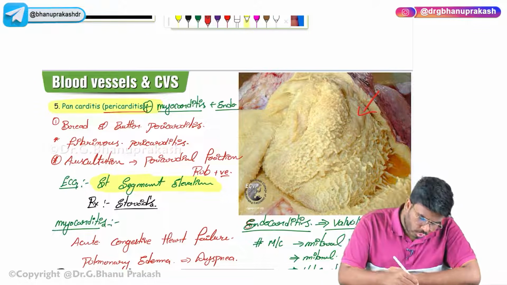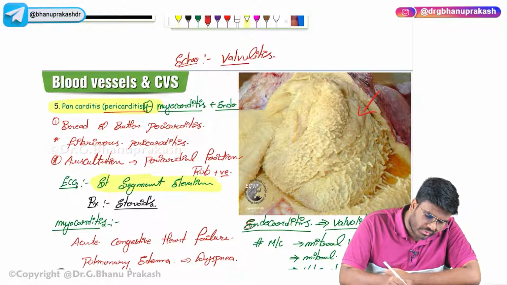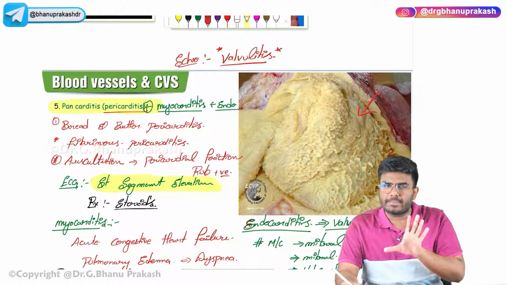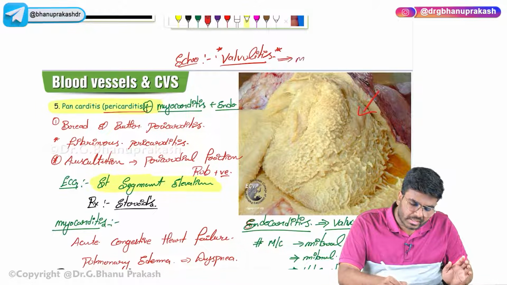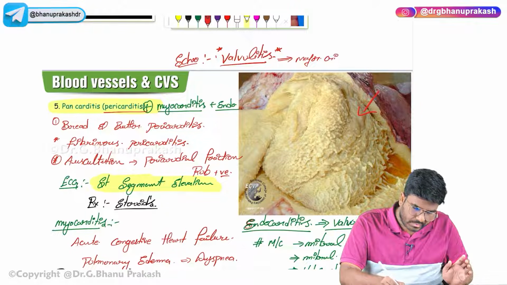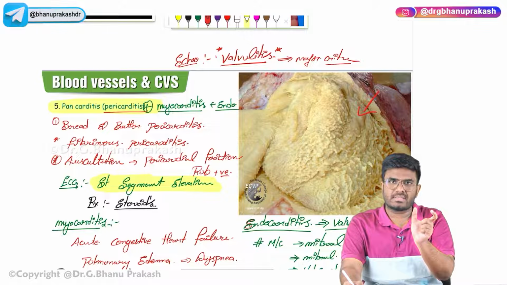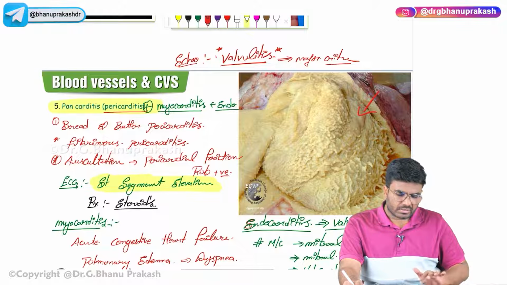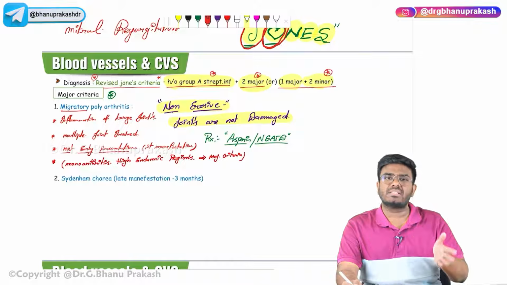Just on echo, if you find valvulitis, see the features of valvulitis, which means valve is getting affected, valve is getting inflamed. Just simple valvulitis, the features of valvulitis can be taken as a major criteria. No need to develop the pancarditis, myocarditis, endocarditis. Just simple valvulitis on echo can be considered as a major criteria in high endemic regions. Okay, so that's the one point which I want to add. So migratory polyarthritis, also monoarthritis in India can be considered as a major criteria.